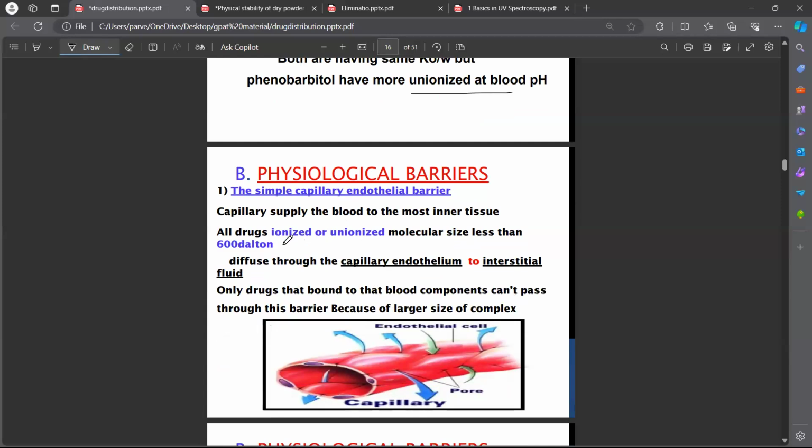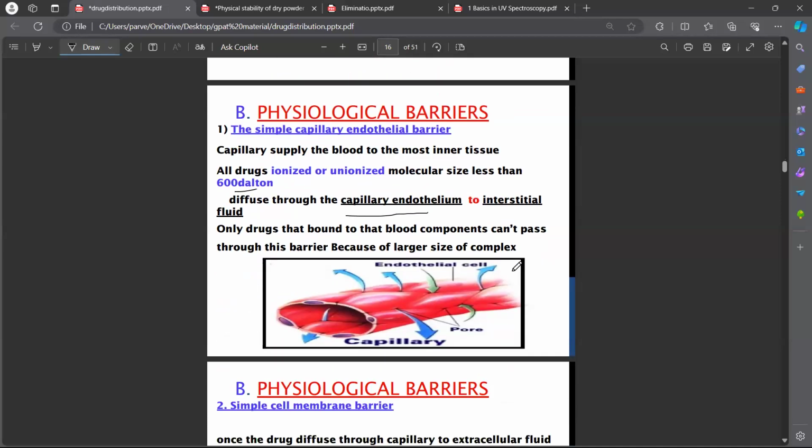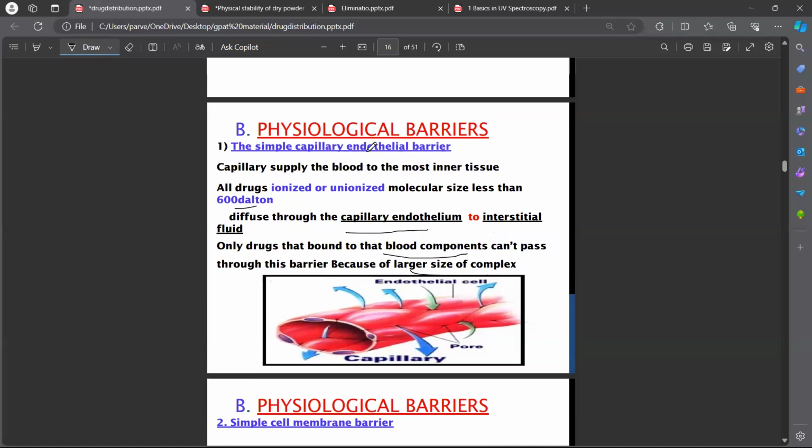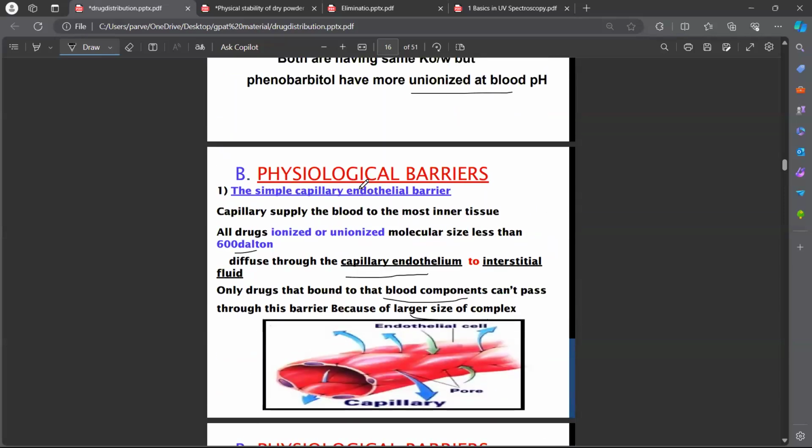All drugs, whether in ionized or unionized form, with molecular weight less than 600 daltons can easily diffuse through the capillary endothelial barrier, from interstitial fluid to interstitial fluid, which is the fluid present outside the tissues. Only drugs bound to blood components cannot pass through this barrier because of the large size of the complex. Drugs bound to plasma protein cannot cross the endothelial barrier, so they remain in the blood for a longer period of time, and the half-life of the drug increases.